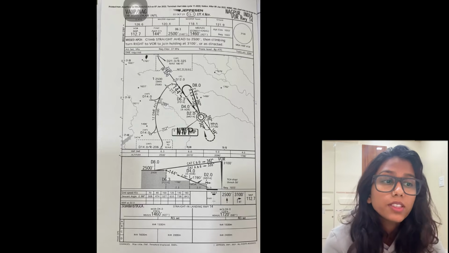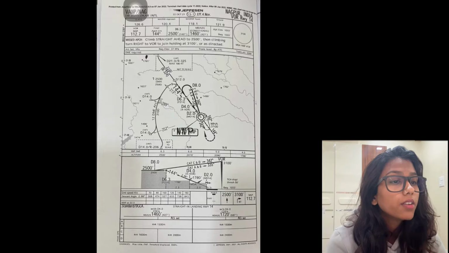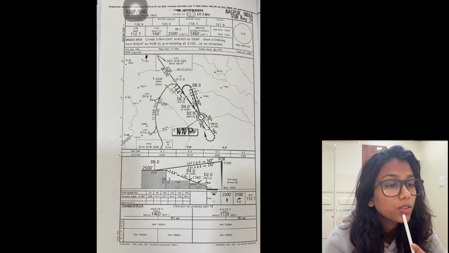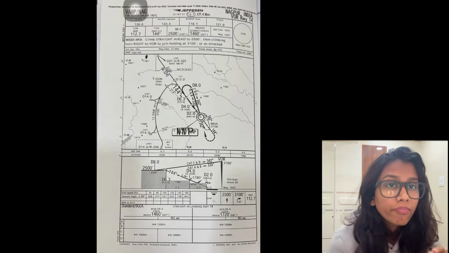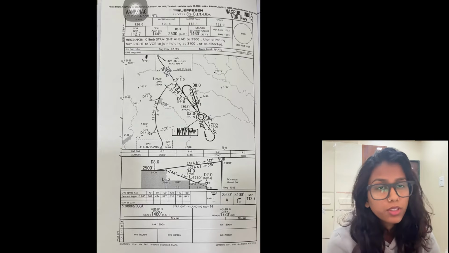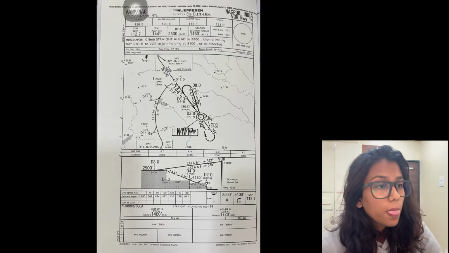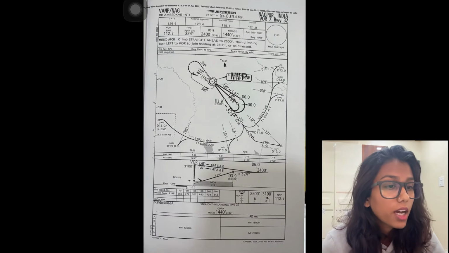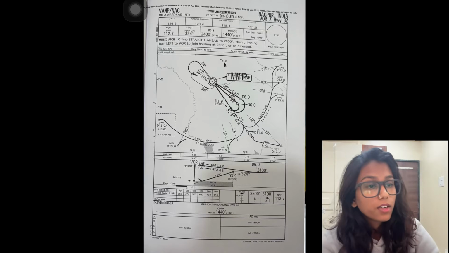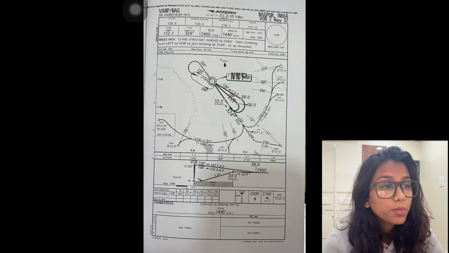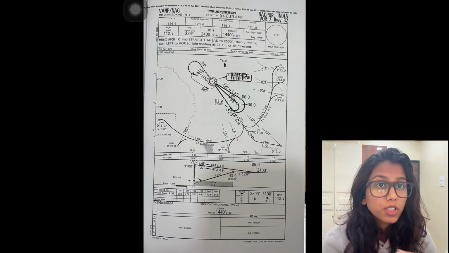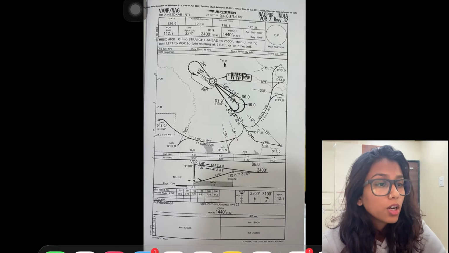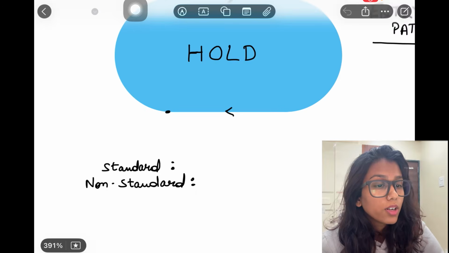And all the missed approach procedure is given here, runway elevation is given, mean sector altitude is given, everything is given here. So in my next video, I'll be covering how to read a chart. And these are the only two charts that I have right now. If you look at this image, this is for Nagpur VOR Zulu runway 32. Okay, so we just read for Nagpur VOR runway 14. This is for 32. So let's get back to our VOR holds.